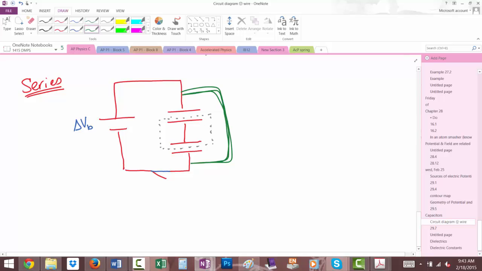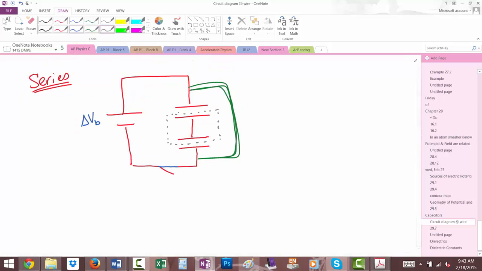Is that okay? The potential difference of delta V sub B is going to be the same here and across the whole thing. Which means that if I look across each small piece, like here and here, let me label this stuff real quick. I'm going to call this C1 and this one C2. And I'm going to call this delta V1 and this one delta V2. What do you know about delta V1 and delta V2?